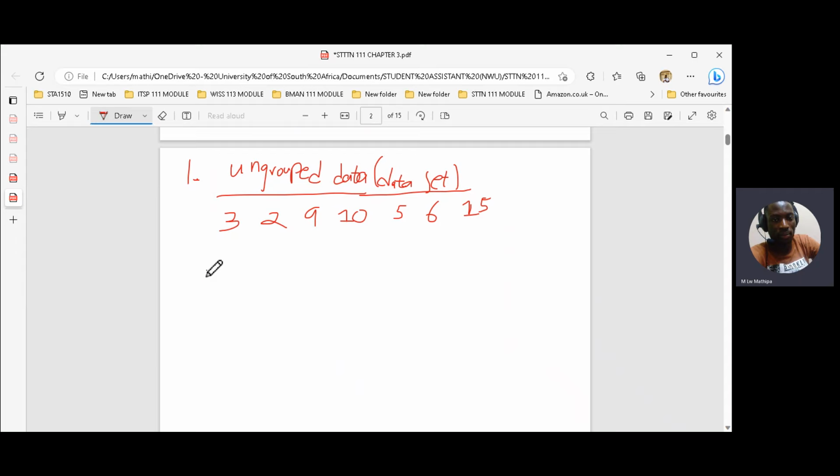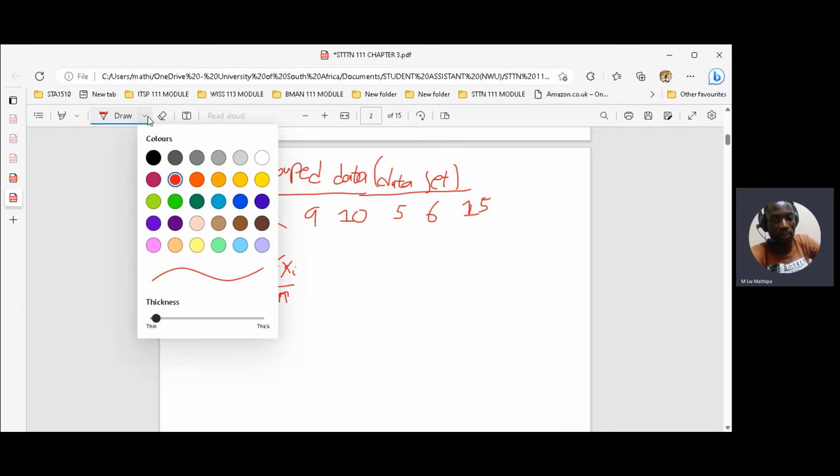So Roman figure 1, I want us to calculate the arithmetic mean by this symbol, which is the arithmetic mean. Now, since we can all see that we are dealing with ungrouped data, this is the formula that we are going to use: the summation of xi divided by n.